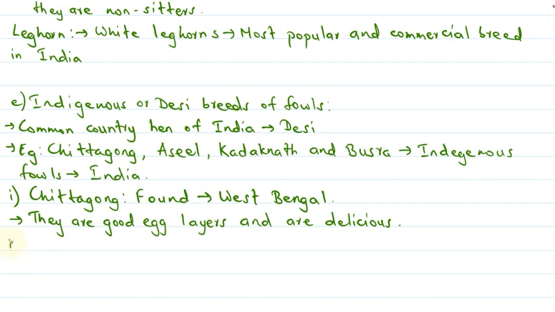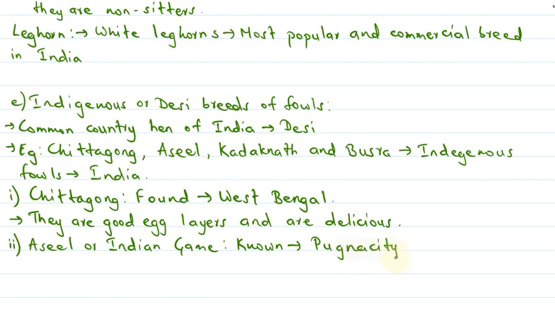Then the next one we would talk about is Asil, or it can also be called the Indian game. So Asil is noted for its pugnacity. It is known for its pugnacity. Alright. So the color of this breed is white or black. The hens are not good egg layers but are excellent sitters.